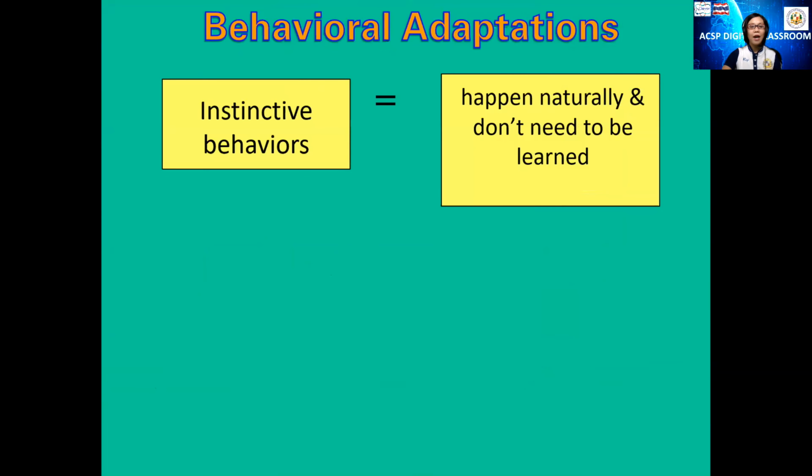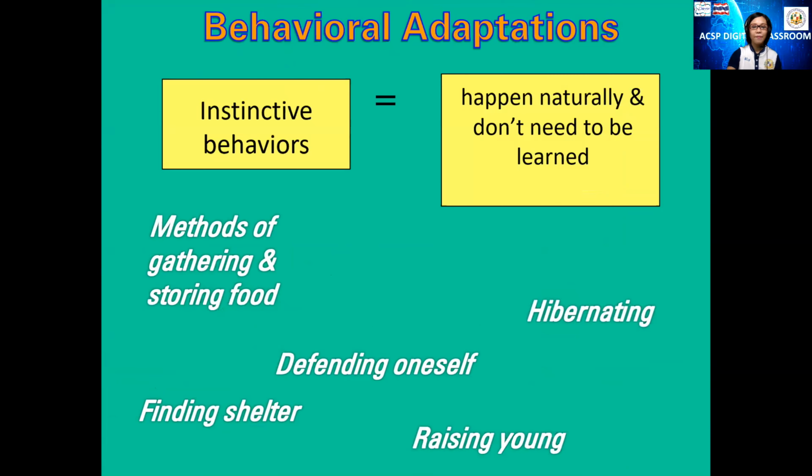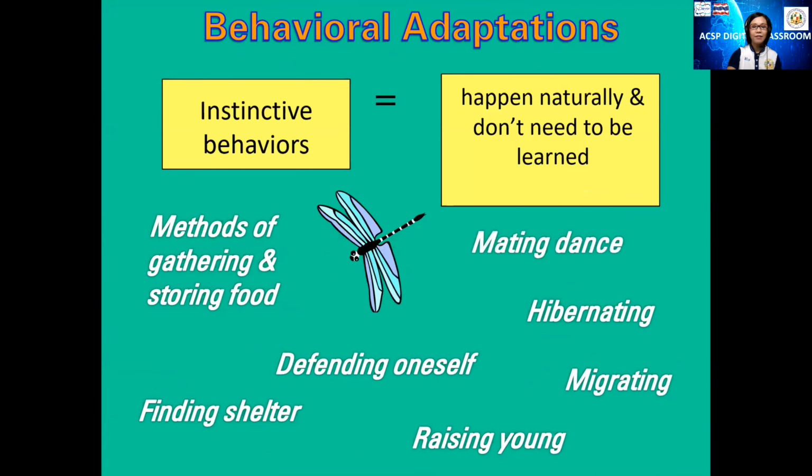I will give you examples of instinctive behaviors that happen naturally and don't need to be learned by animals. Number one, finding shelter. It's a natural behavioral adaptation. Next, methods of gathering and storing food. Next is defending oneself. Next is raising young, hibernating, migrating, and mating dance. These behavioral adaptations are instinctive or happen naturally.